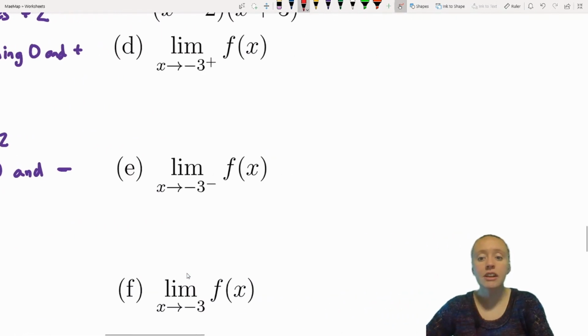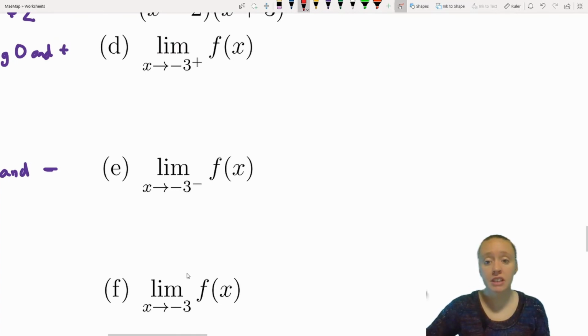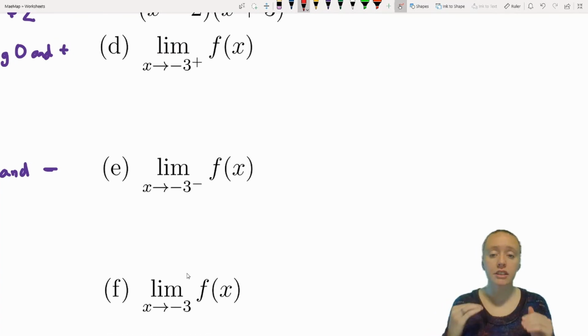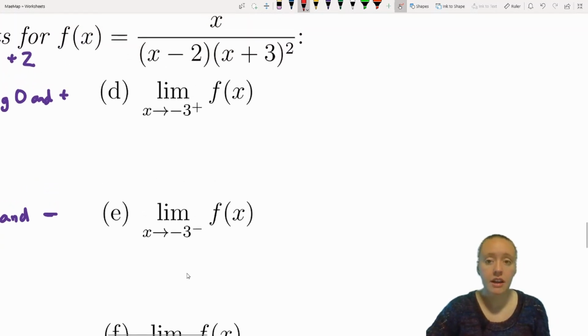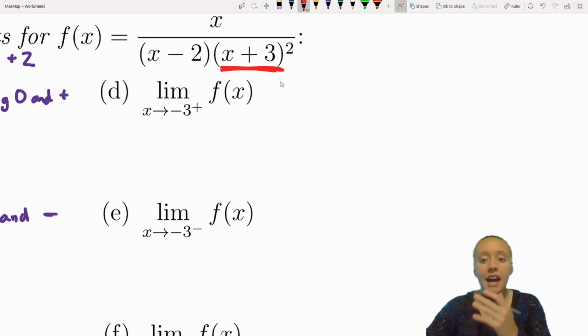Now moving on to d, we're going to be focusing on, for d, e, and f, that other factor in our denominator that makes our function undefined. And that's when x is equal to -3, this factor here is going to equal 0. So we know we can't just plug -3 right on in, so we're going to look at it like we did a through c.